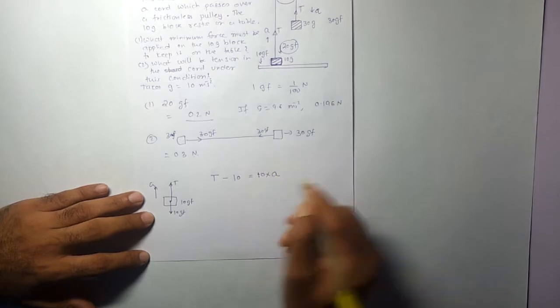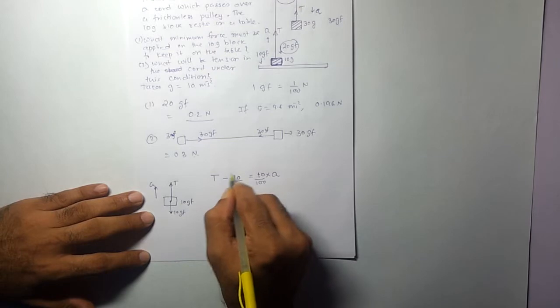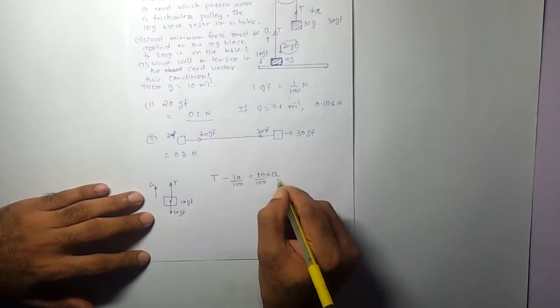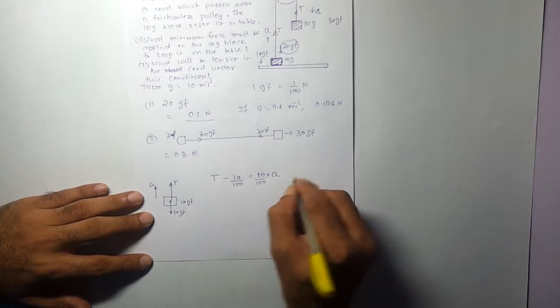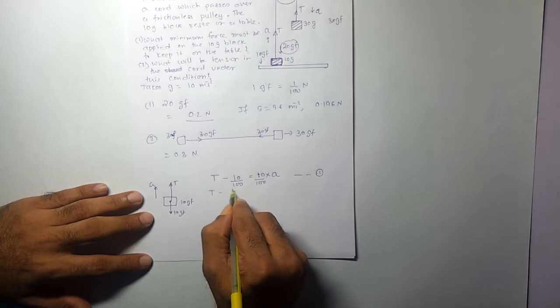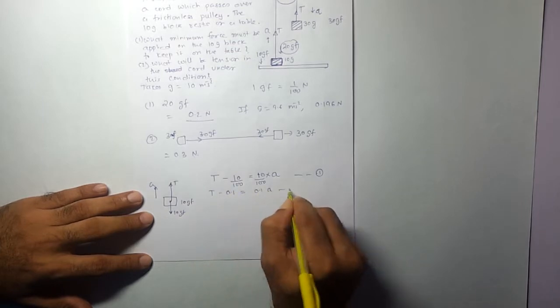Of course I should get the unit, right? So I will divide this by 100 and this also by 100, so I get the unit in Newton. So T minus 10 upon 100 is equal to 10 upon 100 into a. So this will be T minus 0.1 is equal to 0.1a. Let me call this equation 1.